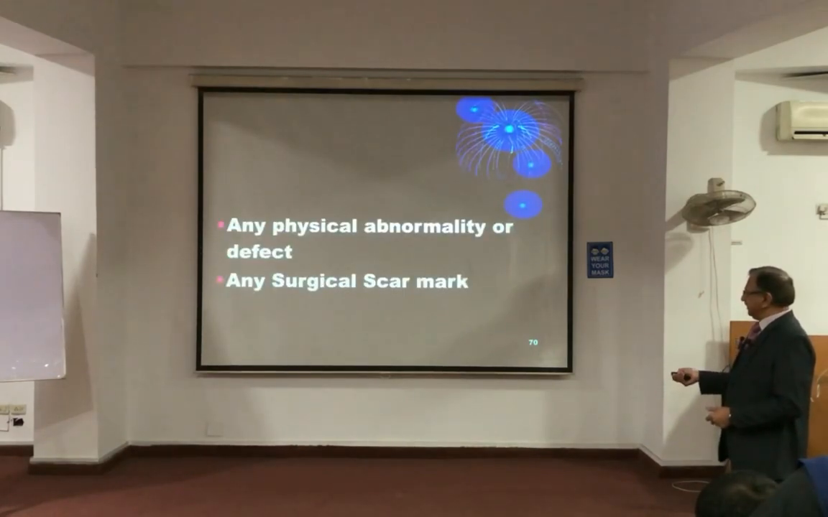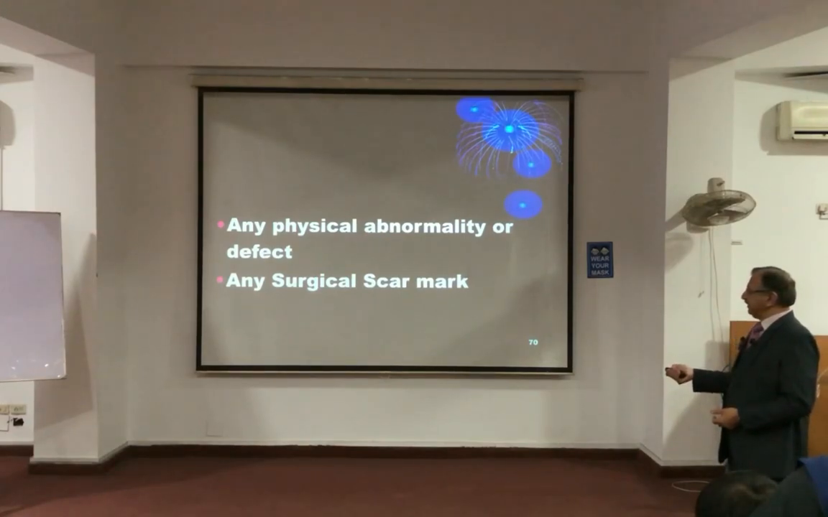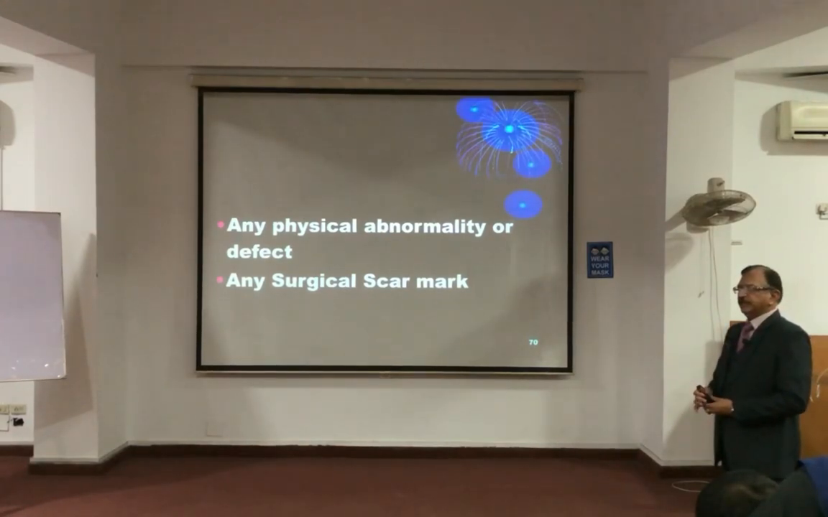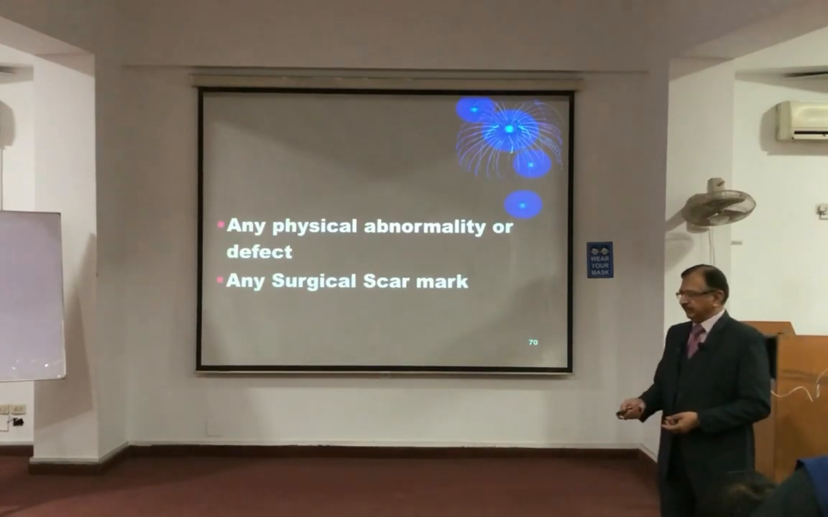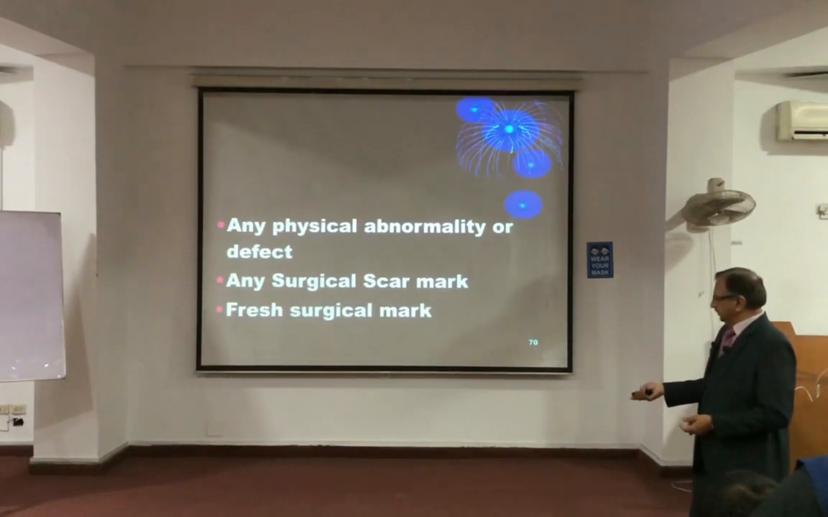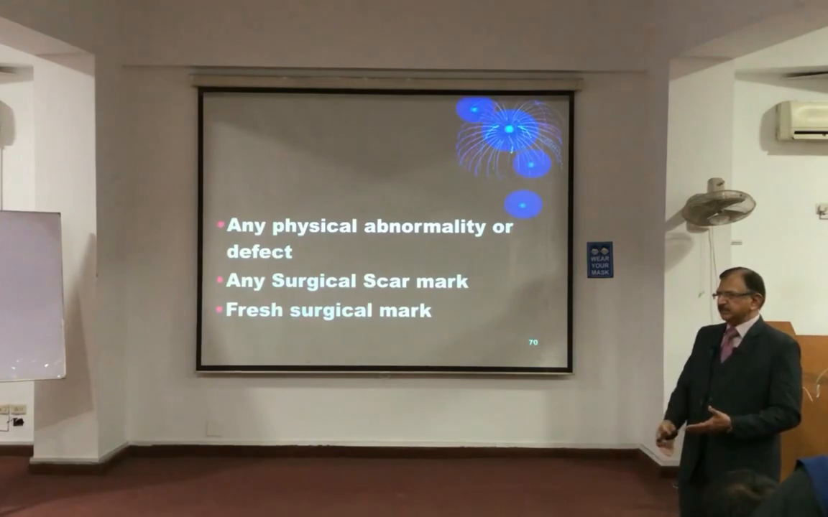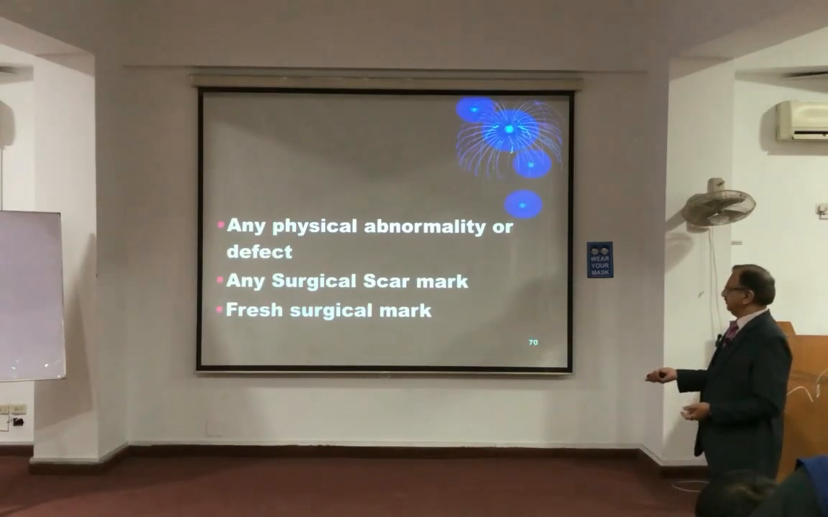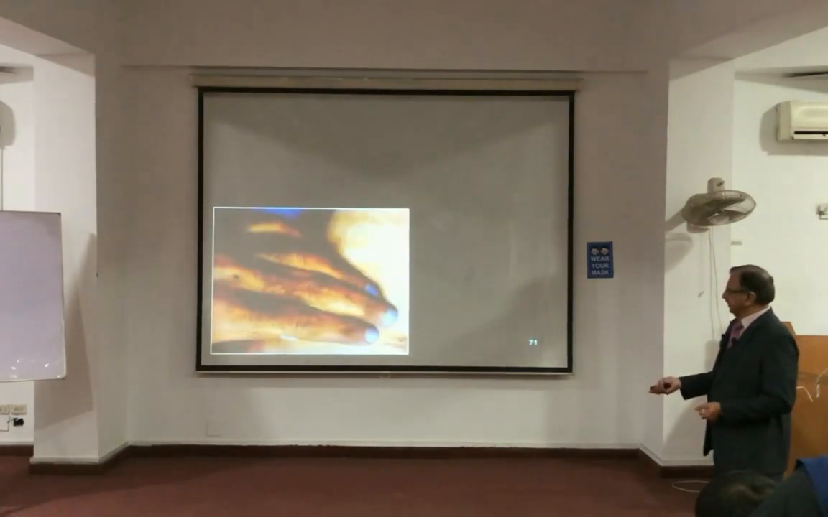Then any other physical abnormality, any surgical scar mark which can help you in identity. Previously an appendectomy has been done or any other, this helps in identity. So the old surgical mark and the fresh surgical mark, if the person was injured and hospitalized and there was surgery, you will note down the fresh surgical mark or any other mark on the body. In this you can see the cyanosis.